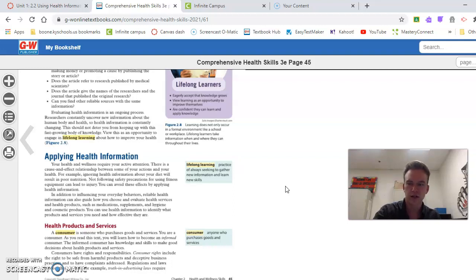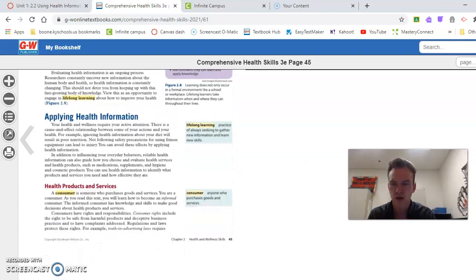Okay, lifelong learner. That's a vocab word. It's about the practice of always seeking to gather new information and learn new skills. That's a big thing. Always be ready to learn new things. You're going to learn new things throughout your whole life.